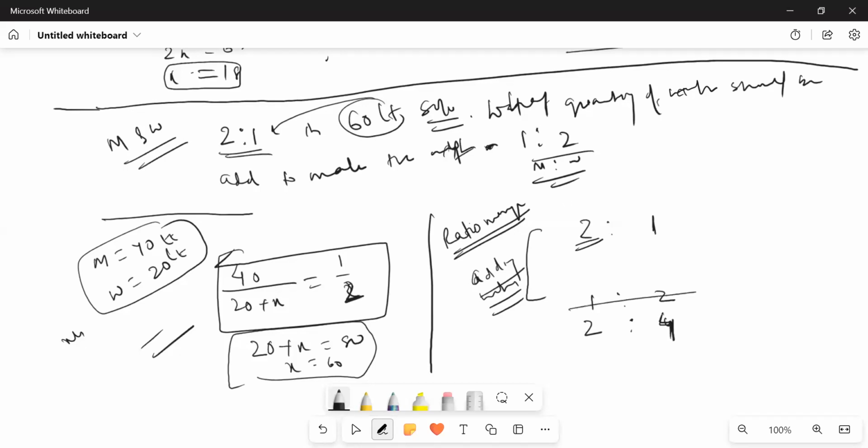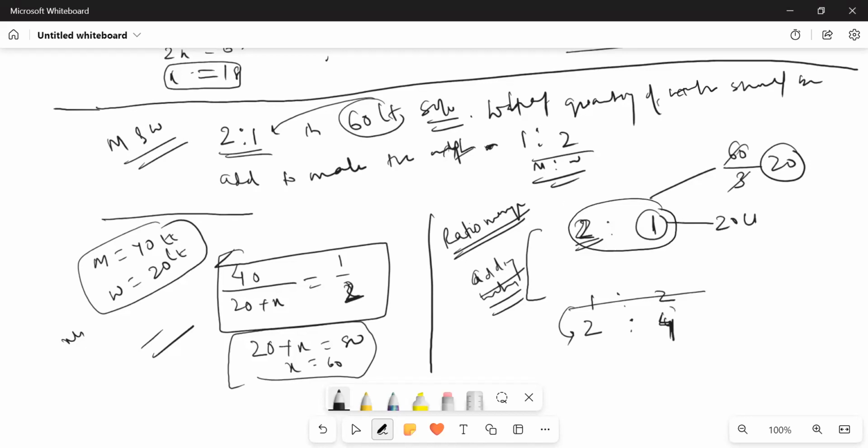ठीक है, इसको हटा के ये कर दिया. Now this ratio has become merged. तो यहाँ पे हमें पता है, after merging the ratio, you just need to find out what will be the multiplier. तो यह मुझे यहाँ से multiplier मिल जाएगा. 60 liter is divided by 3, so that 20 is the multiplier. तो इनिशियल वाटर वैल्यू क्या है? 20 लीटर. फाइनल वाटर वैल्यू क्या है? 80 लीटर. तो कितना पानी डालना पड़ा? 60 लीटर.